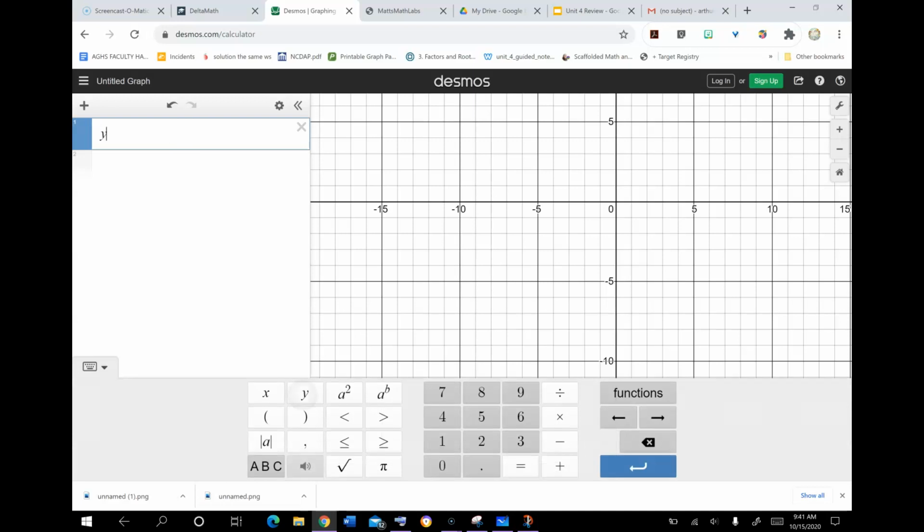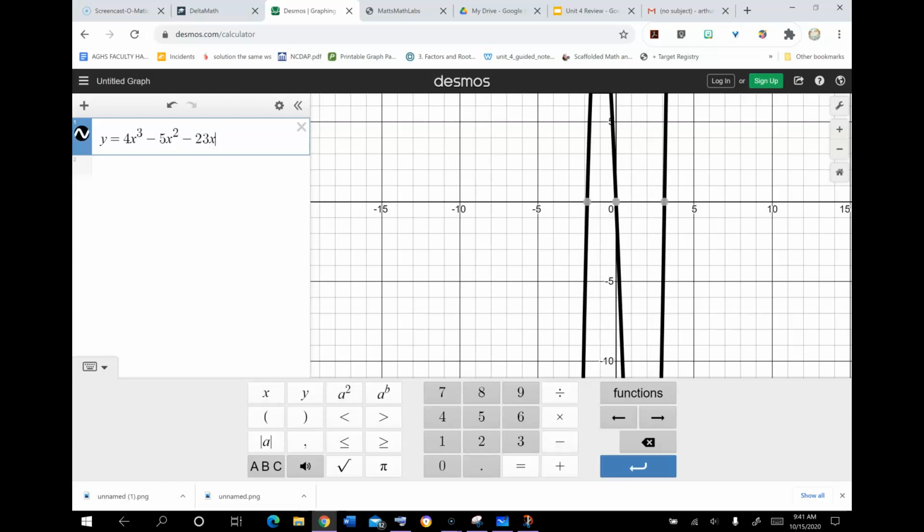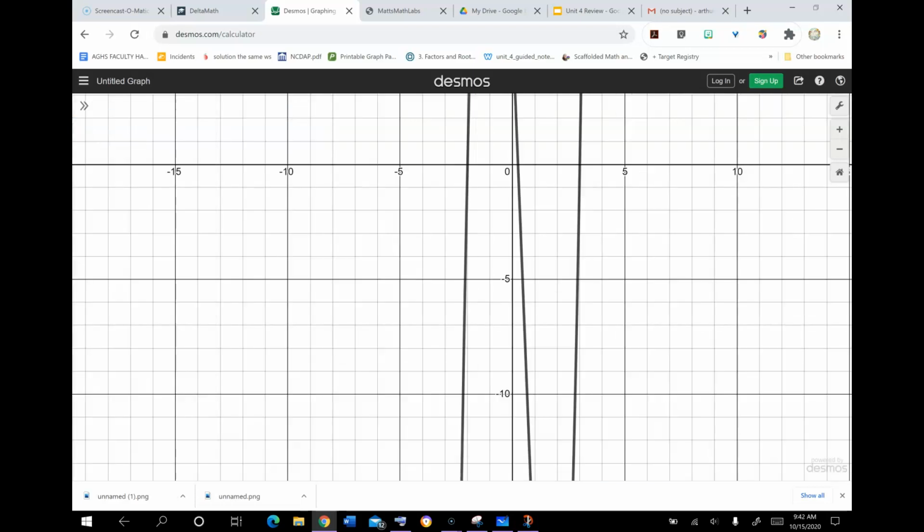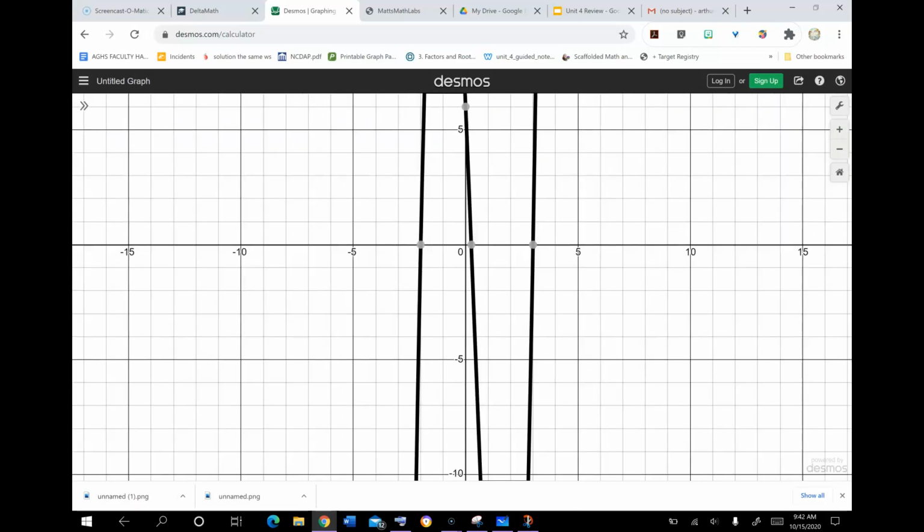All right, so y equals 4x cubed minus 5x squared minus 23x plus 6. Okay, so it said the ones that are closest together. Okay, well, the ones that are closest together, like this one and this one. So remember, distance is always positive, so I need to figure out the distance between these two.